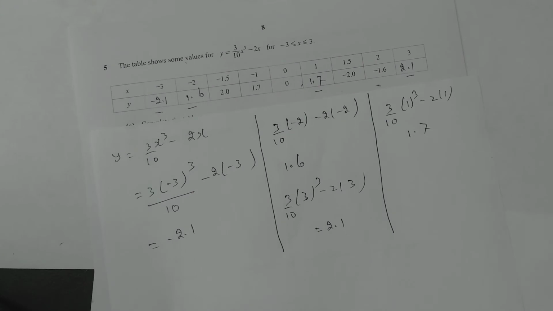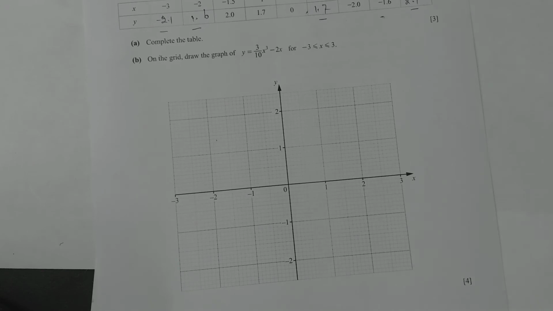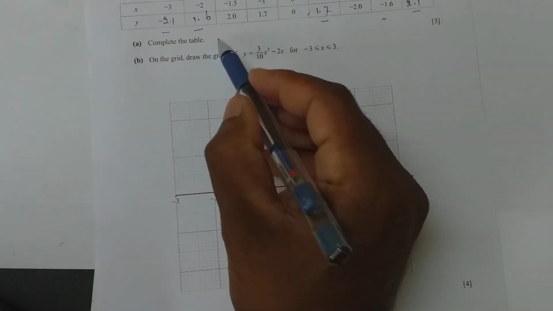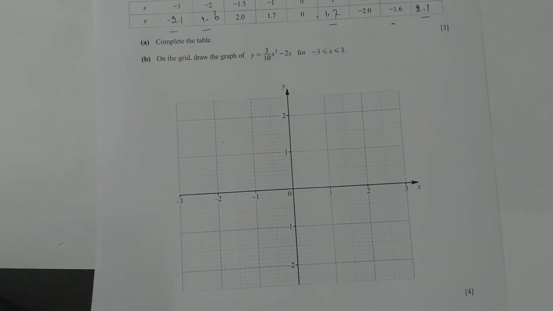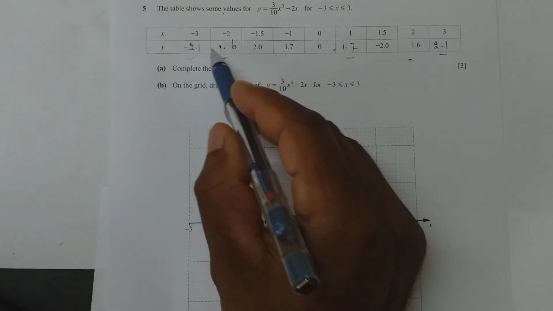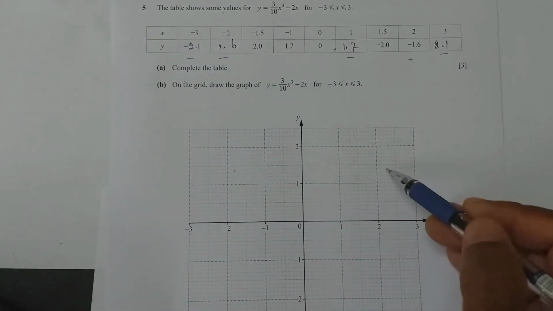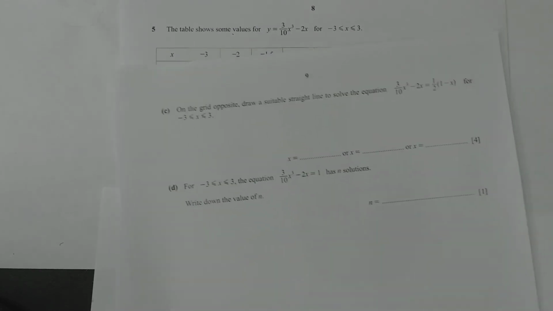Okay students, so let's continue now. Complete the table, we have completed. On the grid, draw the graph of this. I want you to draw. Looking at the table, at the values, plot them and draw the graph. Okay students, now next sum.